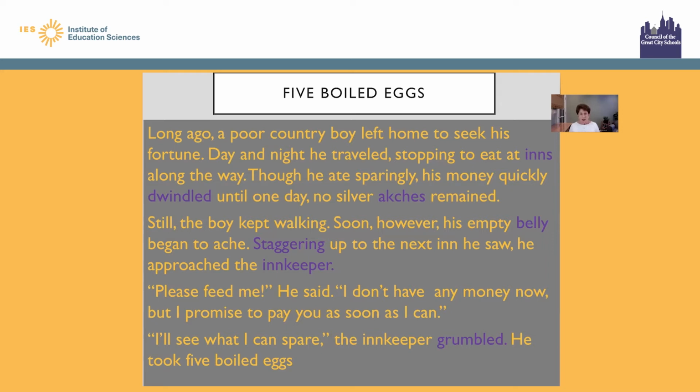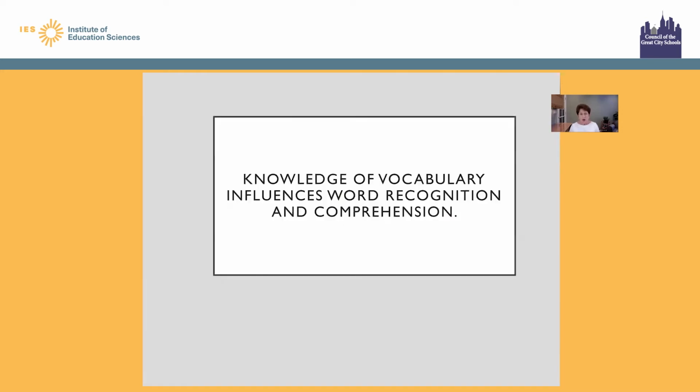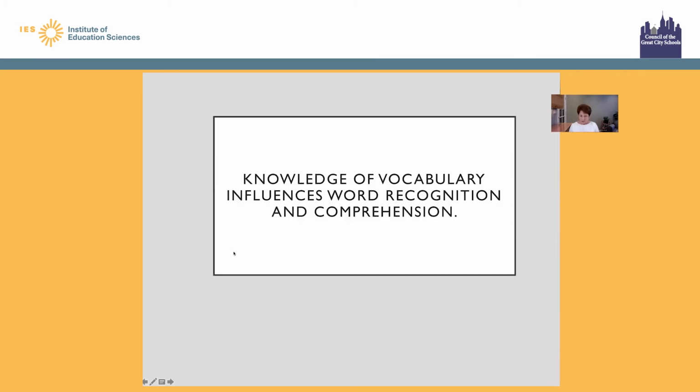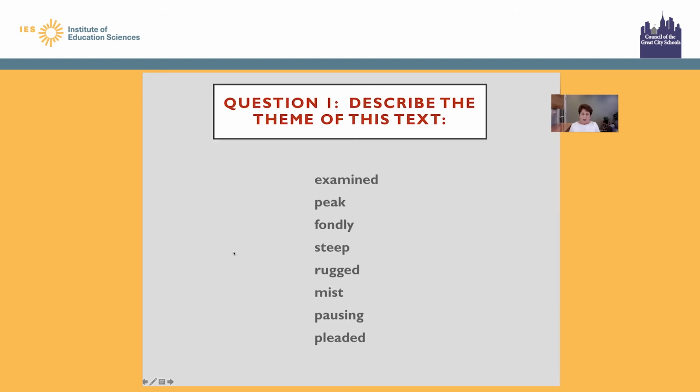What I'm going to look at today is how knowledge of vocabulary influences word recognition and comprehension. And I'm going to ask a couple of questions. I know that you're sitting there somewhere by yourself, but I hope that you have something to write on and can answer some of these questions. And the first question really has to do with the way in which we typically teach vocabulary. So here are 8 words that are in a current core reading program.